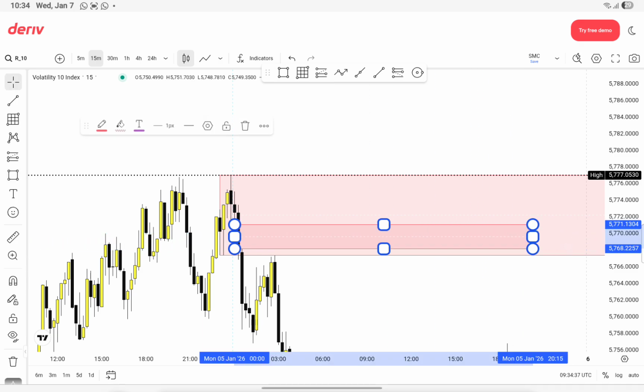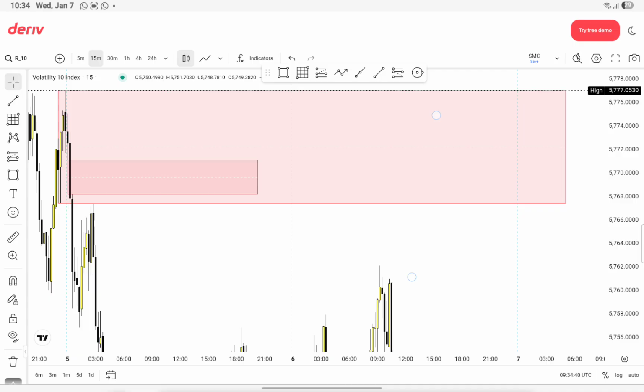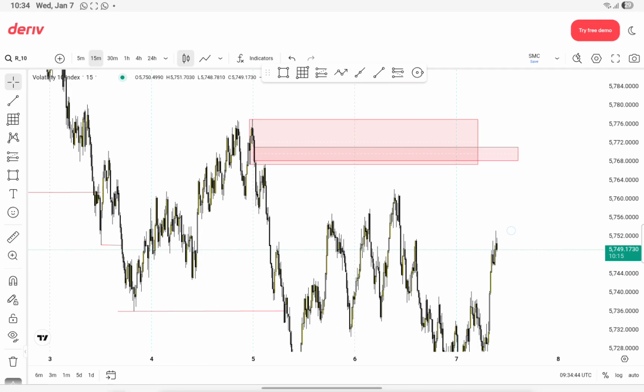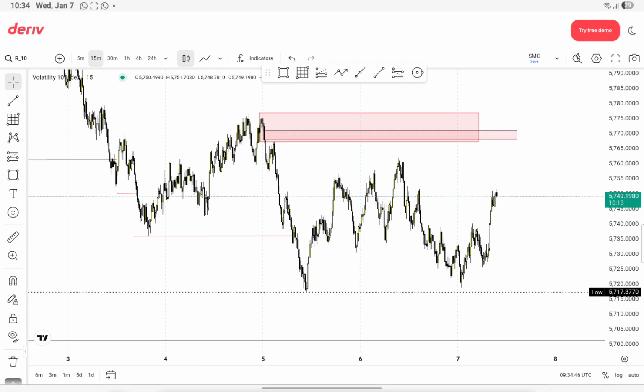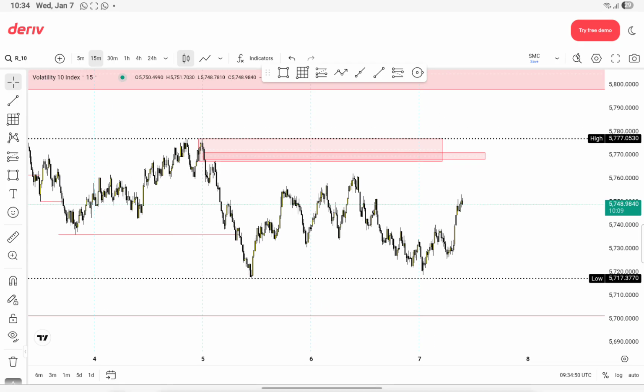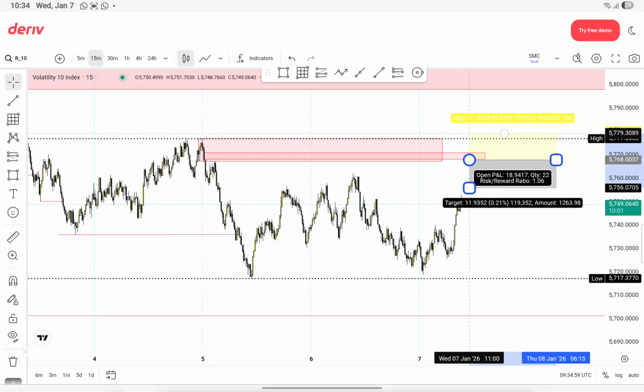Look at the fair value gap around here. The market did not tap it. For those of us that trade fair value gap, you can see there's a fair value gap the market did not tap. So for this trade, I would want us to enter a sell from basically around here, and then stop loss just above this low.